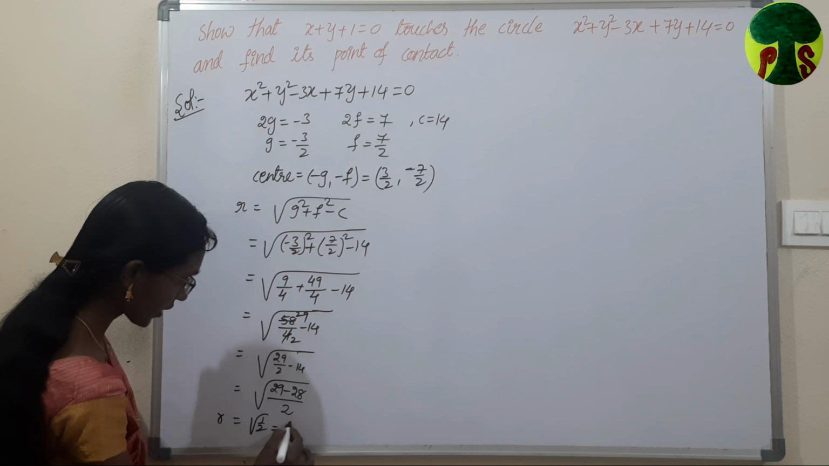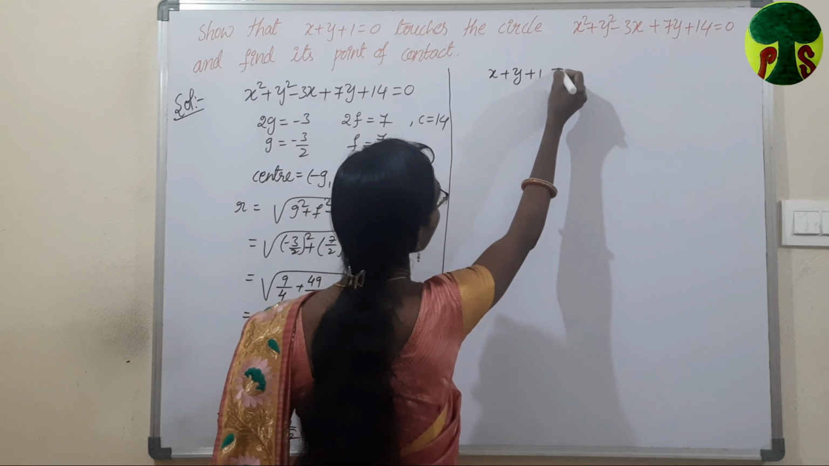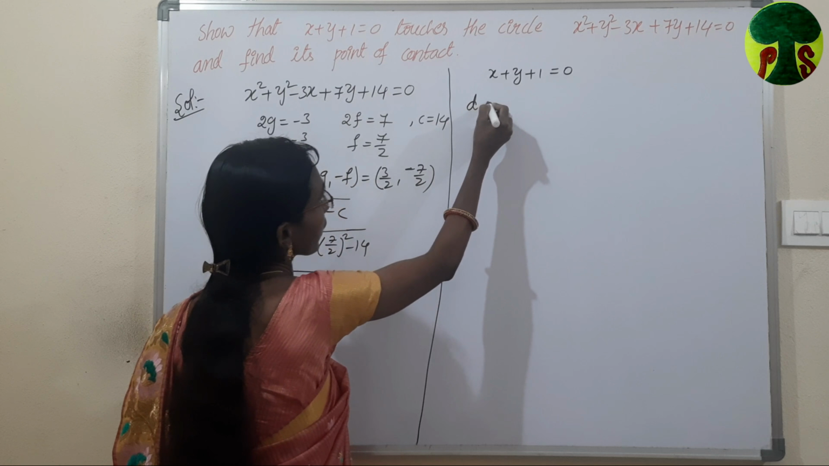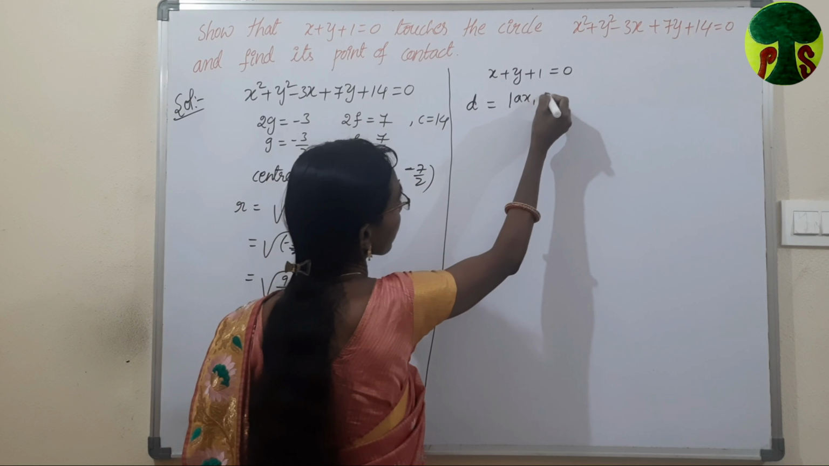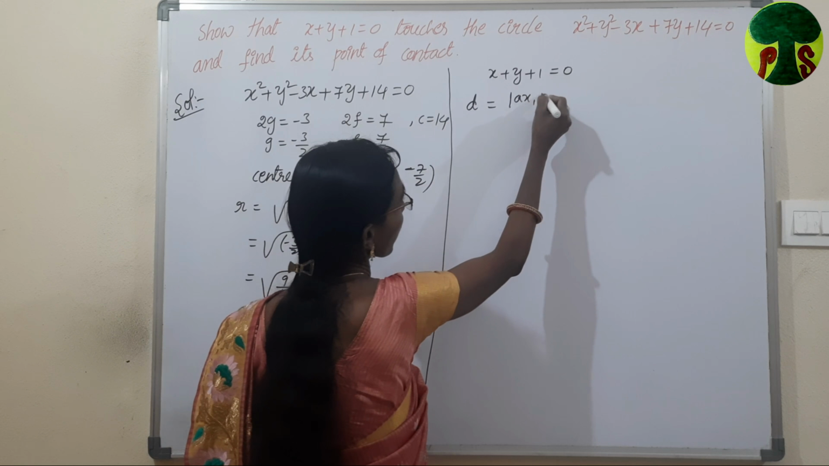We have to prove that the line x plus y plus 1 equals 0 touches the circle, which means that the perpendicular distance from the center to this line is equal to the radius. So we have to find the perpendicular distance from the center to this line, that is d. d is equal to modulus of ax1 plus by1 plus c by square root of a square plus b square. Here the line is x plus y plus 1 equals 0 and the point x1, y1 is 3 by 2 comma minus 7 by 2.